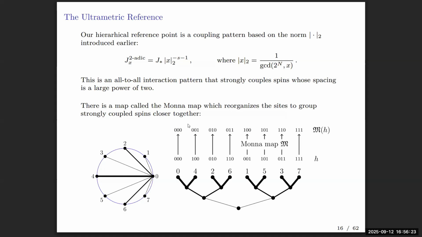Each point is coupled strongly to its farthest neighbor, because they're separated by a large power of 2. Here they're separated by a smaller power of 2, so the coupling is slightly weaker. And here the difference is not a power of 2, so there's very little coupling. Another way of thinking about it is that there exists a map called the monomap, which is basically you take the binary expression and you flip the digits. Then the ones separated by a big power of 2 are transformed to be next to each other. So performing this monomap, the correlations now become monotonic if you plot them.